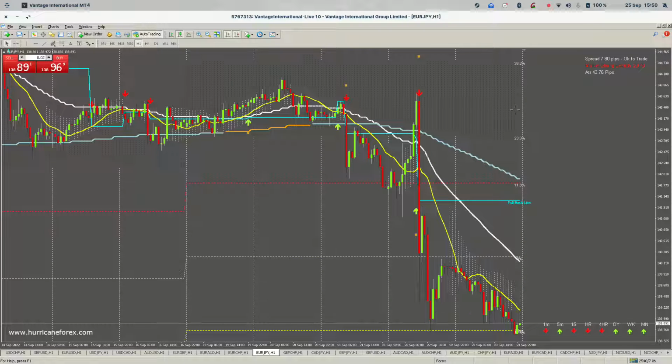Simple like that. So again, congestion, stay out of it. Breaks, there's a break there. You could take that break quite happily. There's your target.